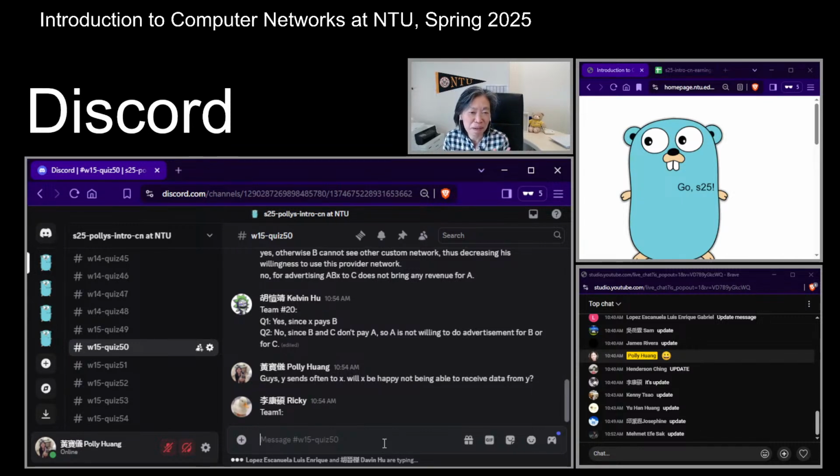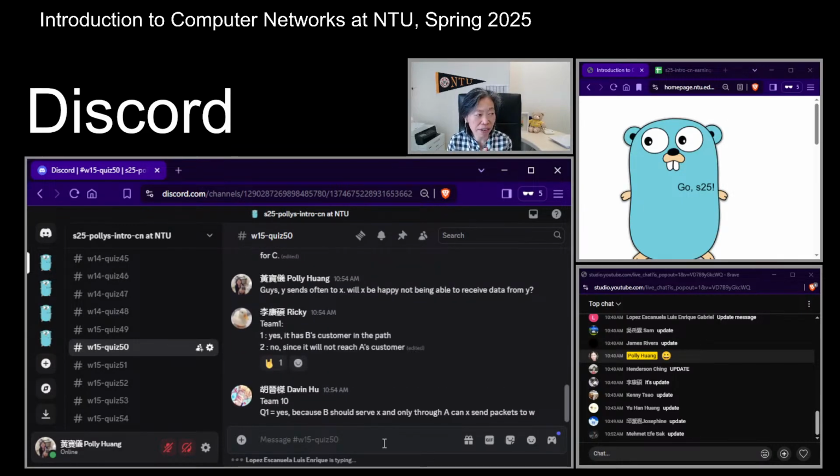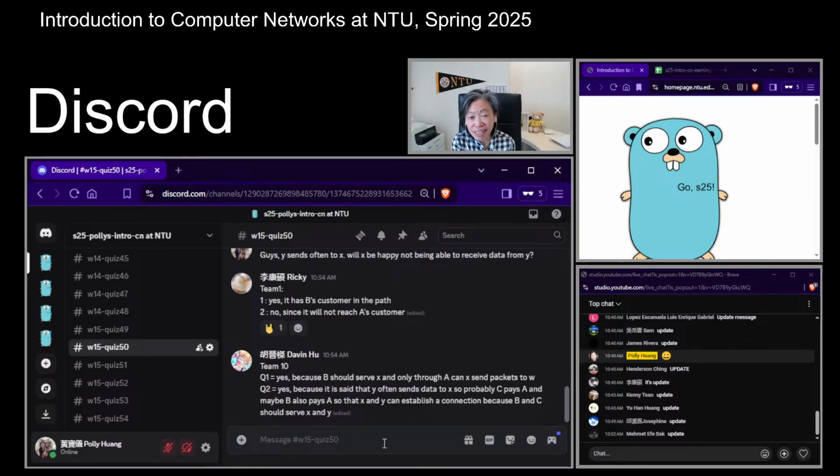So maybe interrupt here. Guys, as we said, the scenario is that Y very often sends data to X. That means that X is looking for data coming from Y. So would X be happy if Y wouldn't be able to send data over?